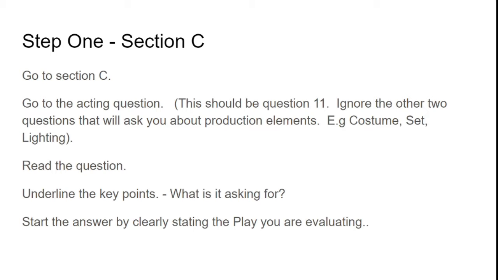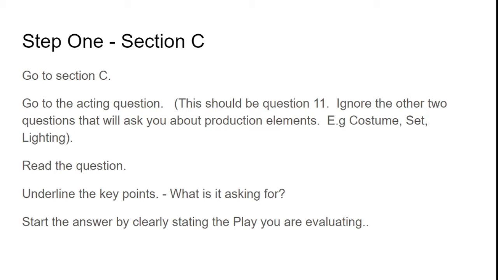When you do this, you'll go to Section C of the exam paper. What you'll see is there are actually 3 questions, question 11, 12 and 13. You should only go to question 11. You're only expected to do 1 question. The other 2 will be on some sort of production element, costume, set, lighting, props. We're not covering this, okay? We focus on acting.